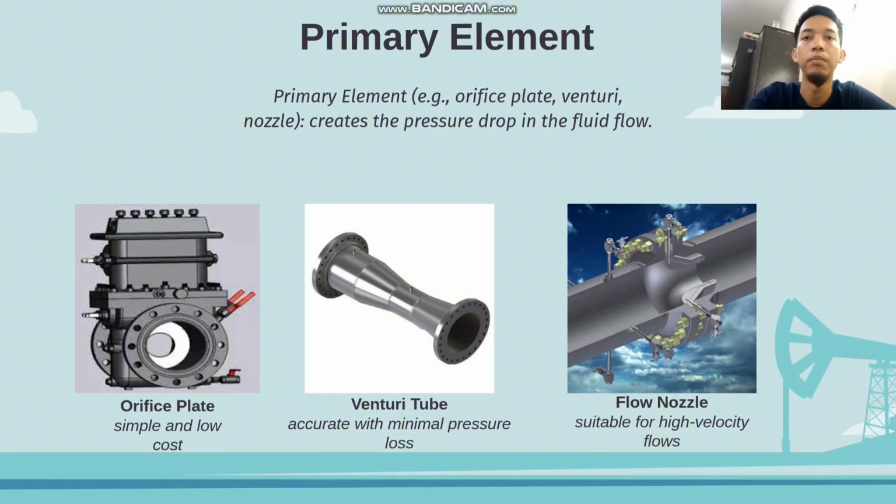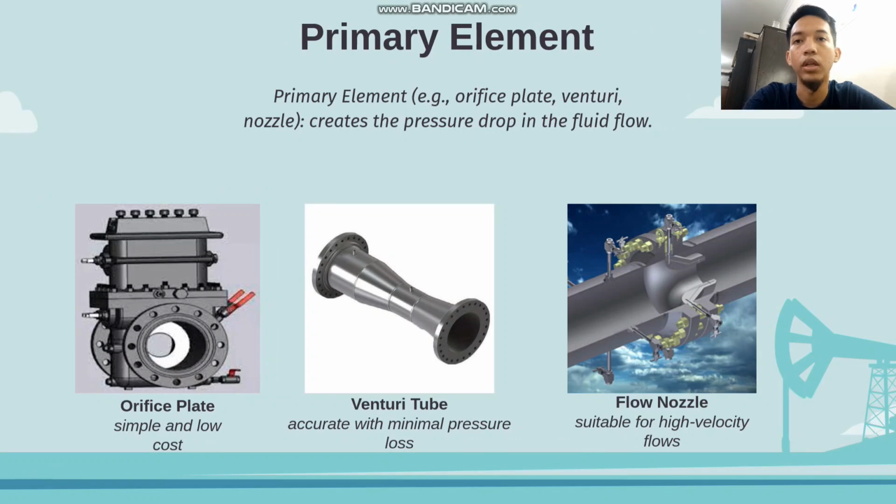The primary element is the part that creates the pressure drop in the fluid flow. There are three types of primary element: the orifice plate, the venturi tube, and the flow nozzle. The orifice plate is simple and low cost. It works by narrowing the pipe to create a pressure drop. However, it can cause more pressure loss compared to other types. The venturi tube is designed to be more accurate and cause minimal pressure loss.